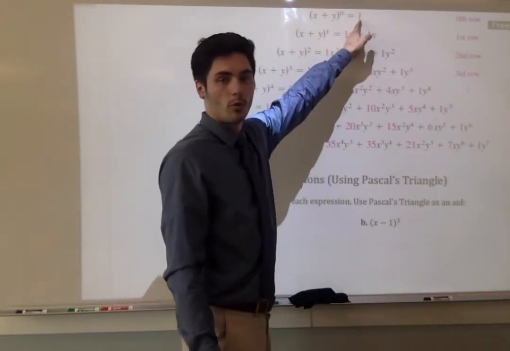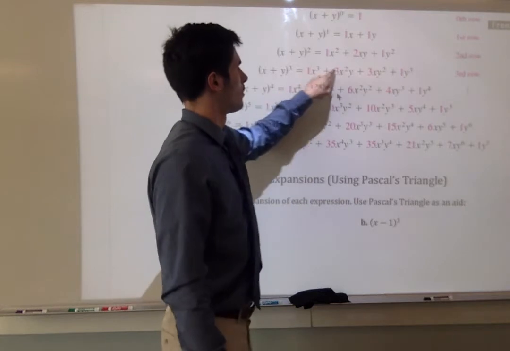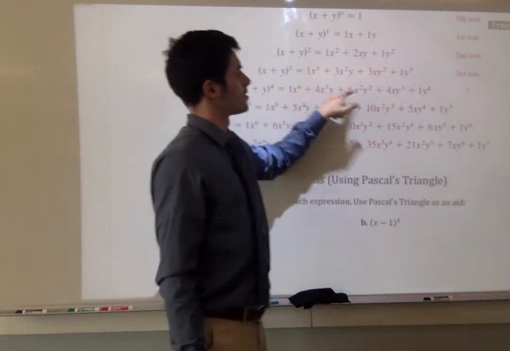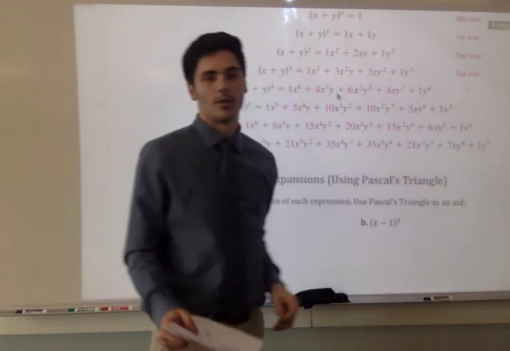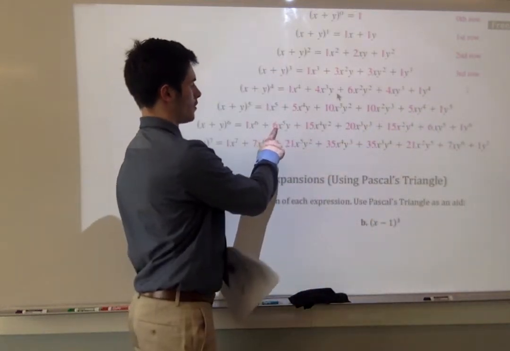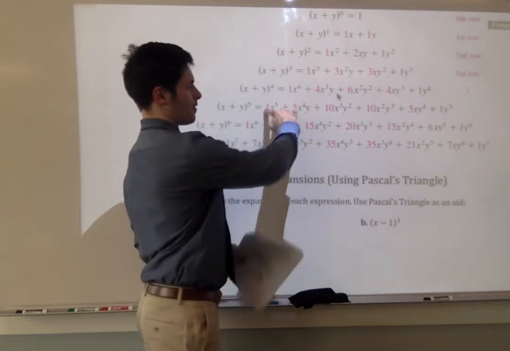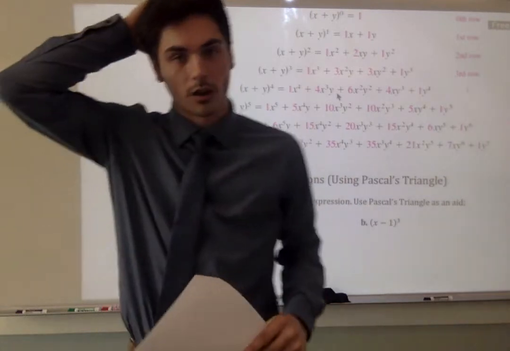So we have 1, 1, 1, 1, 2, 1, 1, 3, 3, 1, 1, 4, 6, 4, 1, 1, 5, 10, 10, 5, 1, right? And so on. And so this number is found by adding these two numbers together. This number is found by adding these two numbers together, and so on with every number in the triangle.